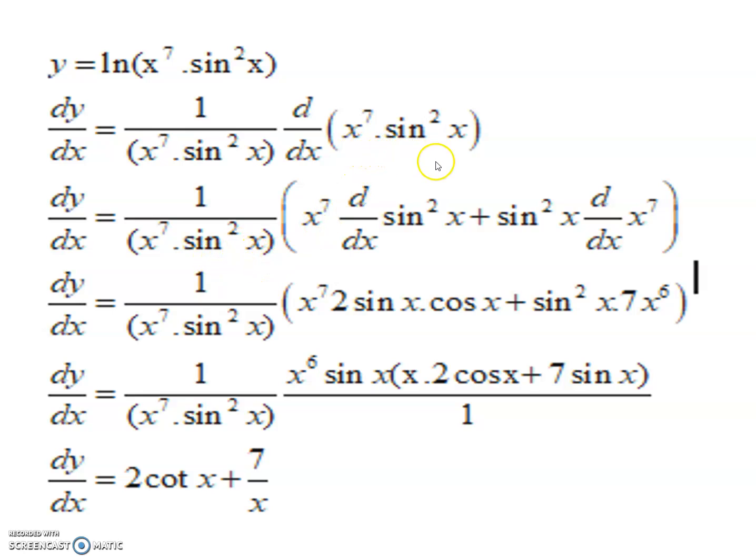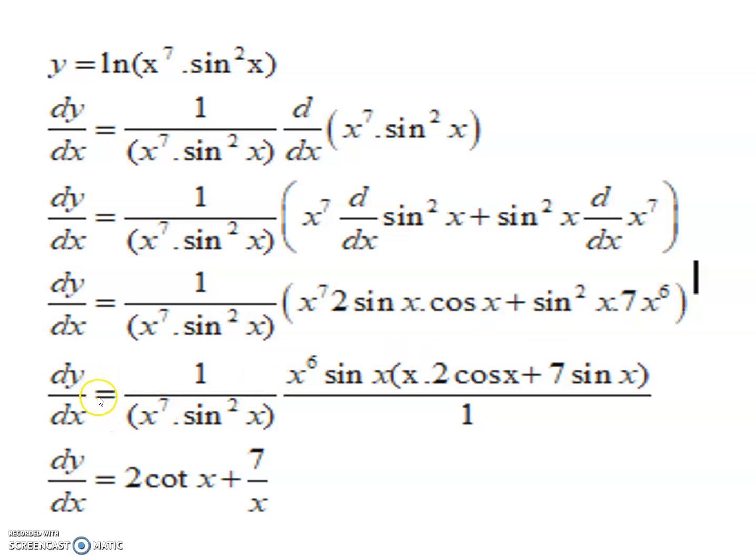We have to apply the u into v rule: u derivative of v plus v derivative of u. Here u is x raised to 7, v is sin square x. Now one by one we apply the rule. x raised to 7 remains the same. Sin square x derivative is 2 sin x into cos x. Why? The derivative of f of x raised to n is n f of x raised to n minus 1. That's why 2 sin x into cos x, plus sin square x remains the same. What is the derivative of x raised to 7? Yes, it is 7 x raised to 7 minus 1, that is 6.